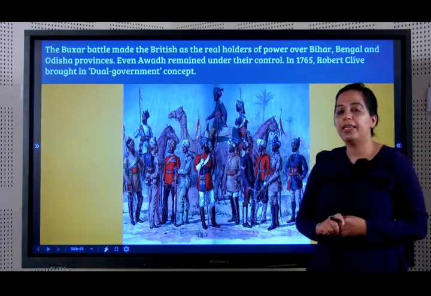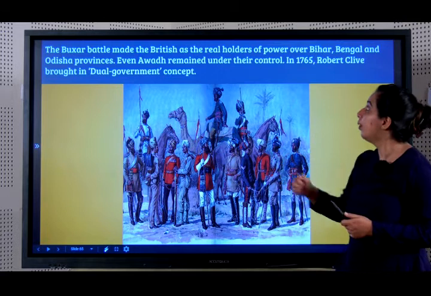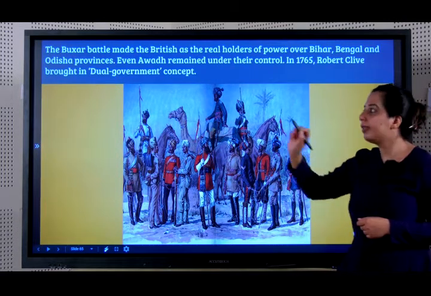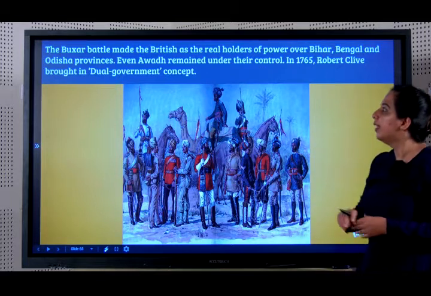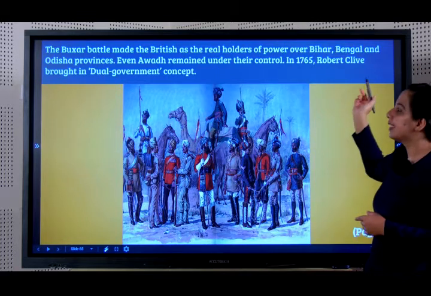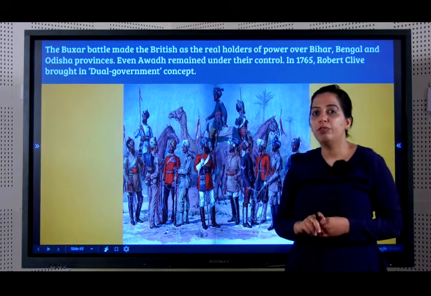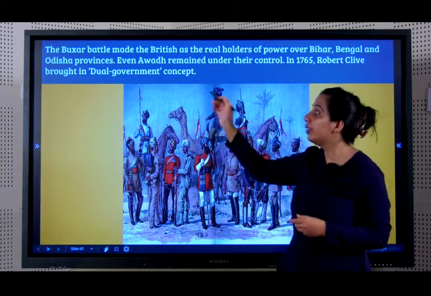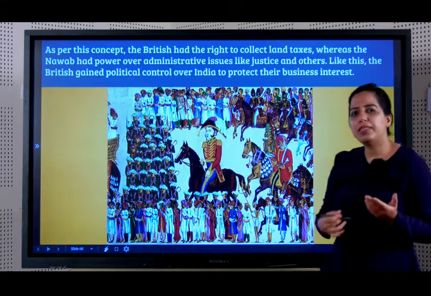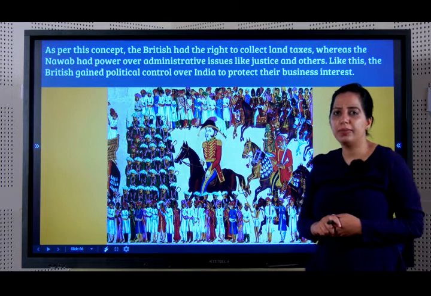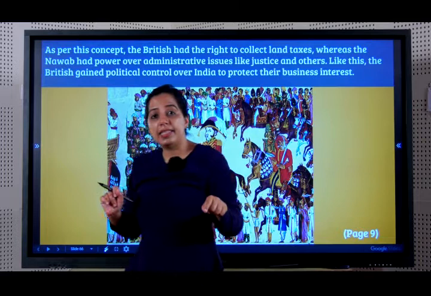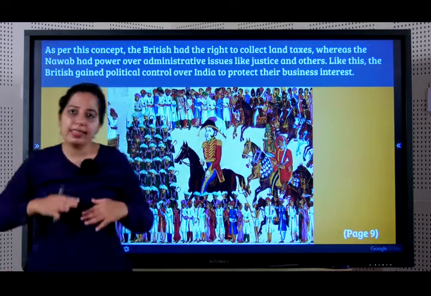So this made the British the real holders of power over Bihar, Bengal and the province of Orissa. Even Awadh remained under their control. In 1765, Robert Clive brought a new concept called the dual government concept. What happens in this dual government concept? It is very, very simple. The British will collect the tax.